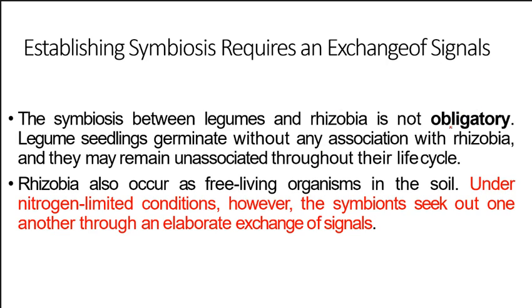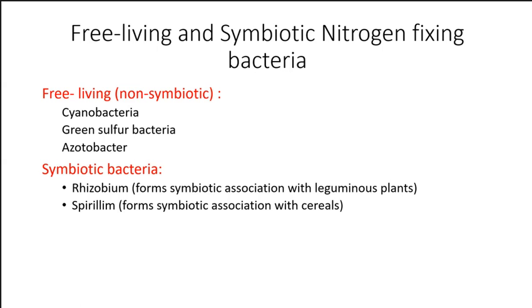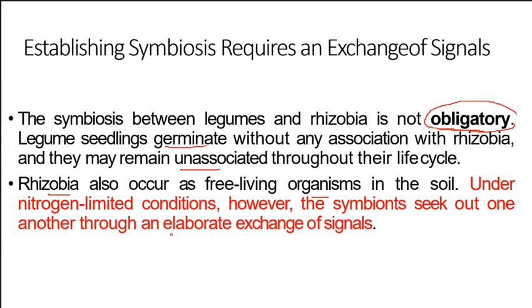Already I discussed that the symbiotic association is not obligatory. They come into the symbiotic association only when there is a requirement of nitrogen. Rhizobia also occur as free living organisms, and legumes also can live unassociated throughout their life. Only in a nitrogen limited condition do they come in contact with each other by the elaborate exchange of signals between them.